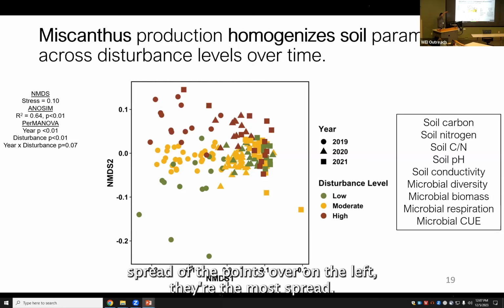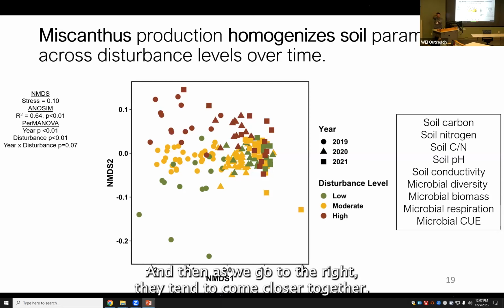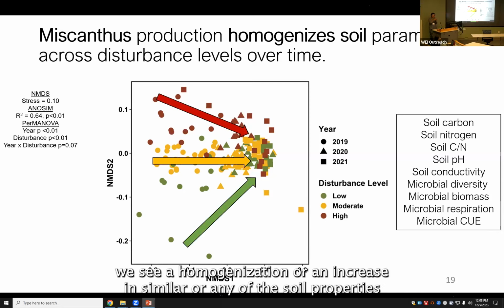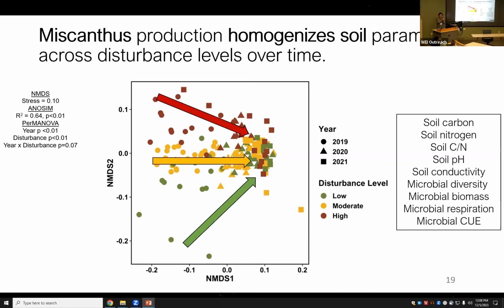Then if you look at the spread of the points, over on the left, they're the most spread, and then as we go to the right, they tend to come closer together, okay? So, between the low and the medium and high, we see a homogenization or an increase in similarity of the soil properties across the 3 years of Miscanthus growth.